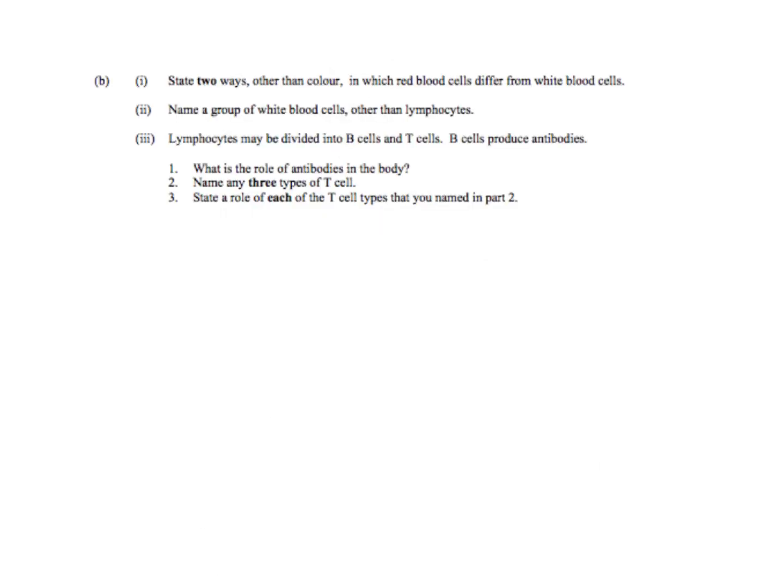So we'll have a look at another exam question here. State 2 ways other than colour in which red blood cells differ from white blood cells. So this is B part 1. So one way is red blood cells are smaller.